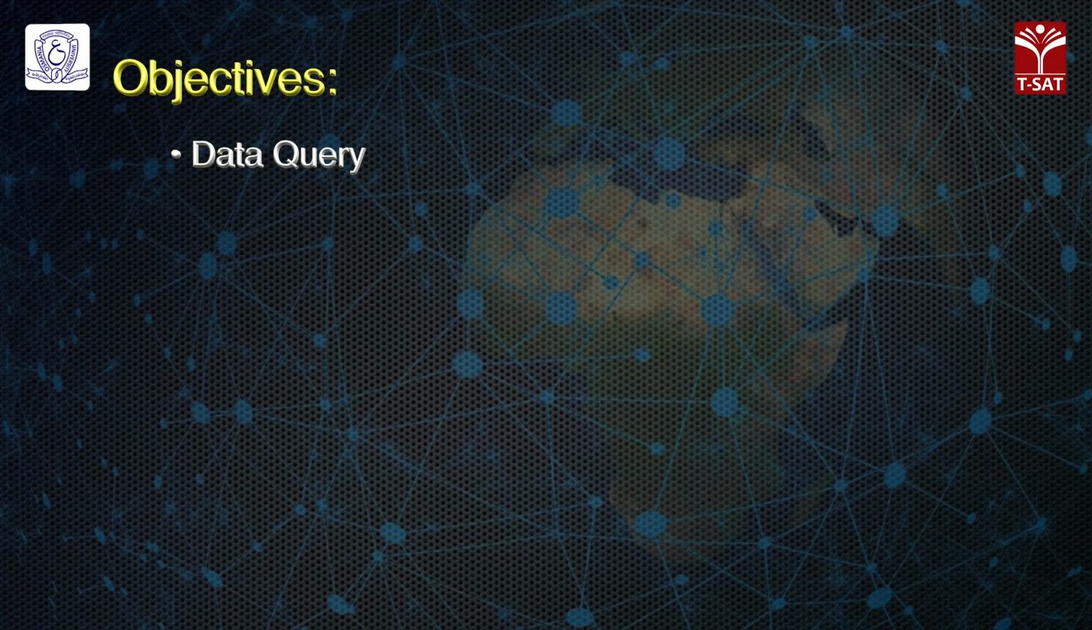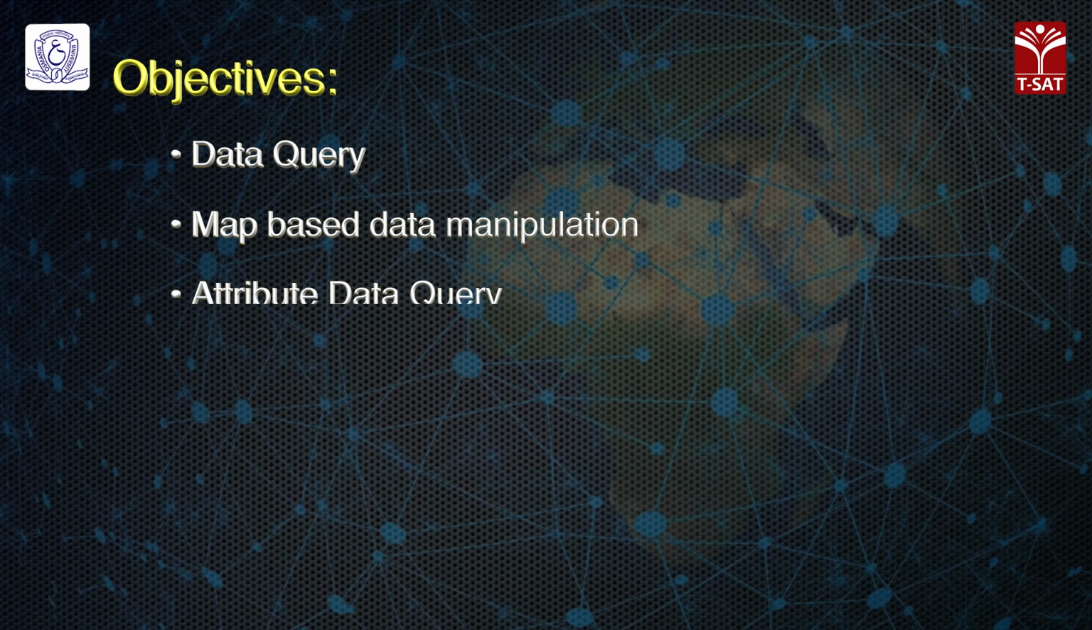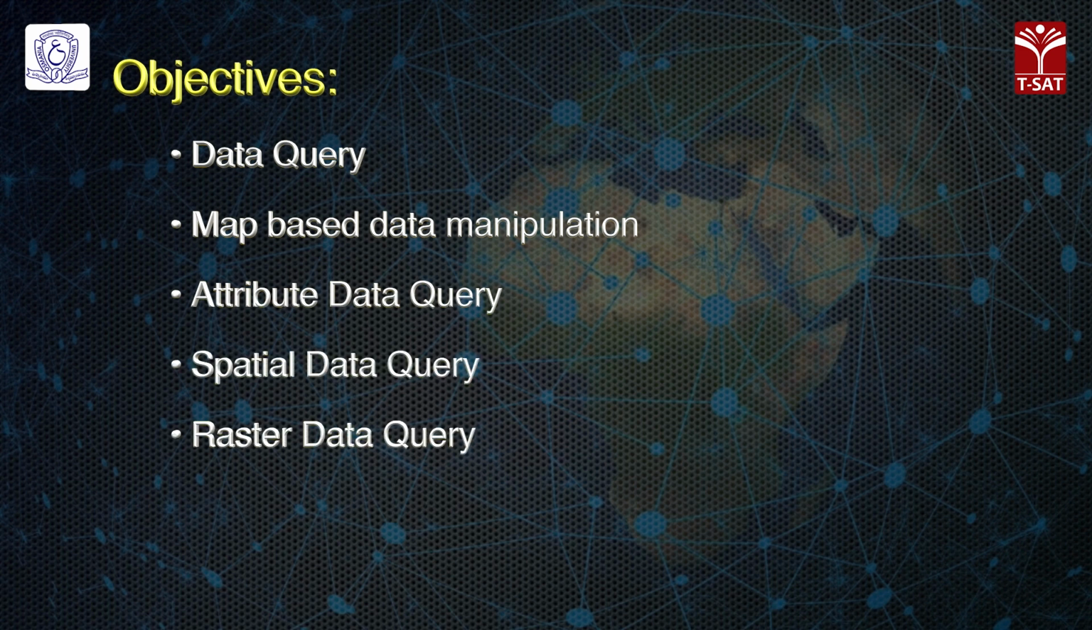Objectives. One of the defining characteristics of GIS is the ability to ask questions and get answers in spatial context. These questions or queries are requests for information that are posed in a specific fashion. In this chapter, we will discuss data query, map-based data manipulation, attribute data query, spatial data query, and raster data query.